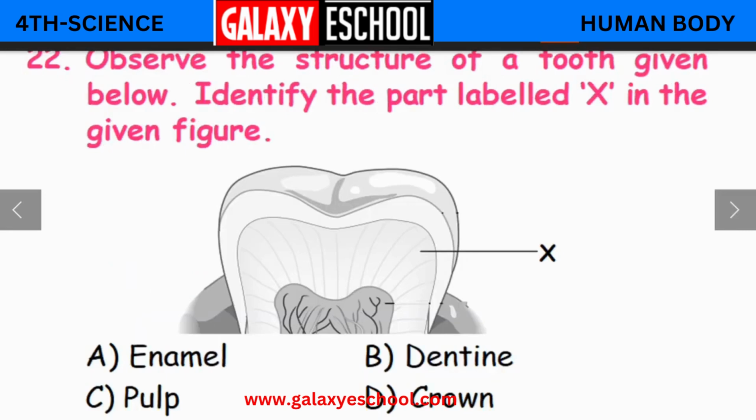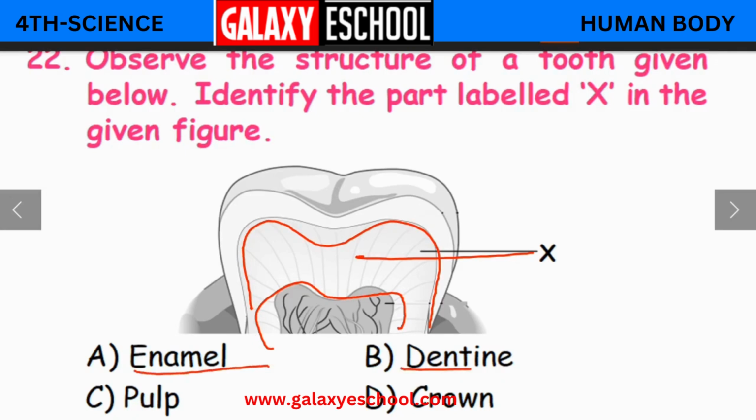Okay. Now 22nd question, observe the structure of a tooth given below. Identify the part labeled X in the given figure. See here, this part is labeled as X. So what is that part? Is it enamel, dentin, pulp or crown? And it is dentin. Clear, children? We have learned that the yellowish colored part is known as dentin.